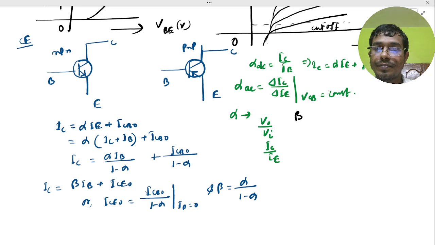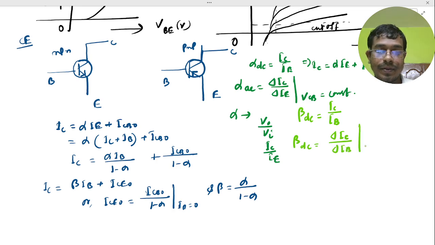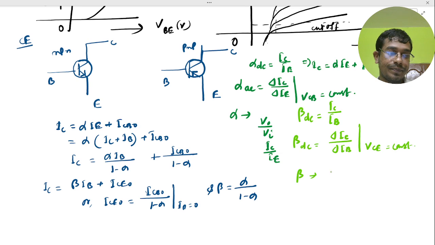Another one is the beta configuration. Beta DC becomes IC by IB, and beta AC is del IC by del IB for VCE constant. Here beta is called, for the CE mode, the common emitter forward current amplification factor.